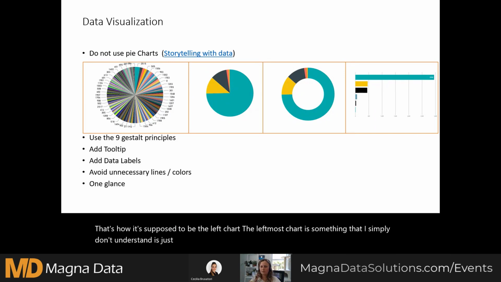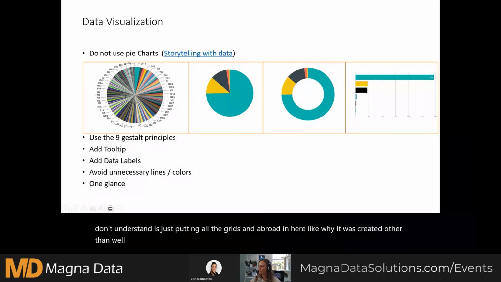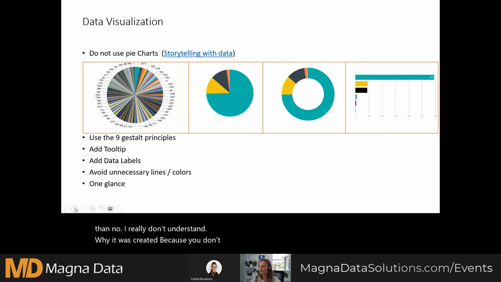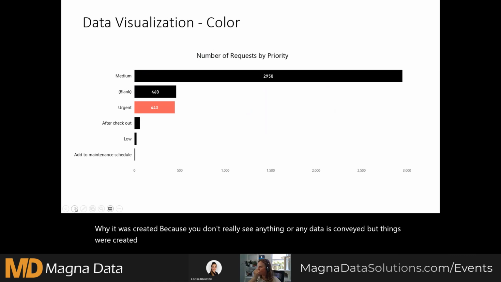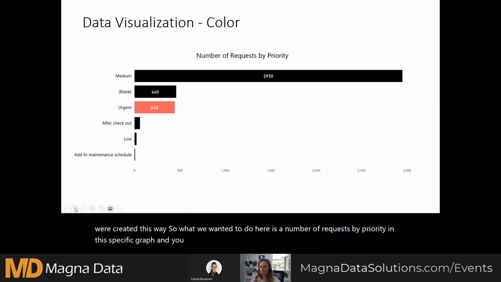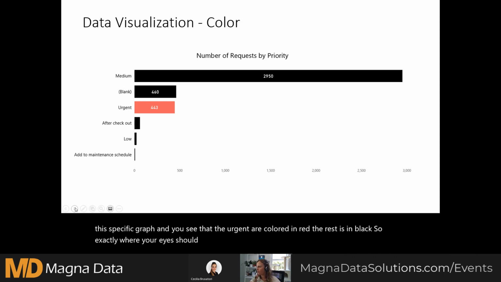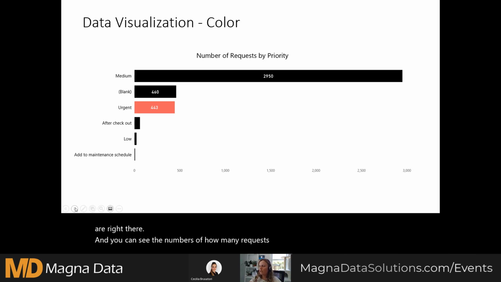It's just putting all the grids in here. I really don't understand why it was created, because you don't really see anything or any data conveyed, but things were created this way. So what we wanted to do here is show the number of requests by priority in this specific graph. And you see that the urgent are colored in red. The rest is in black. So you know exactly where your eyes should drift when you see this type of request. And also the numbers are right there. And you can see the numbers of how many requests of each type you have got.